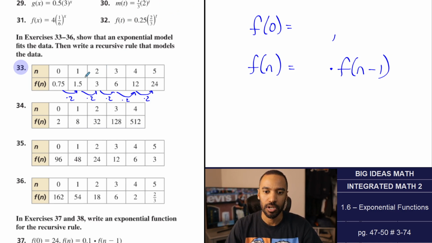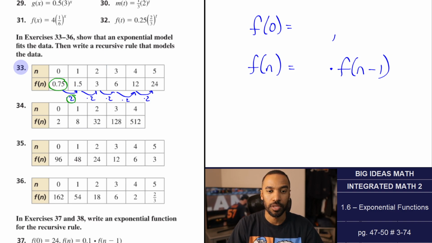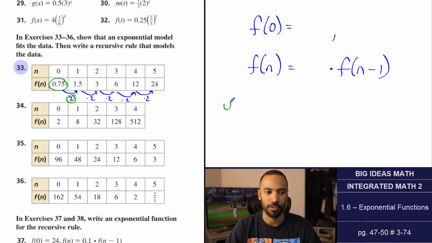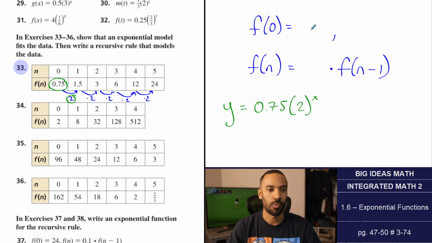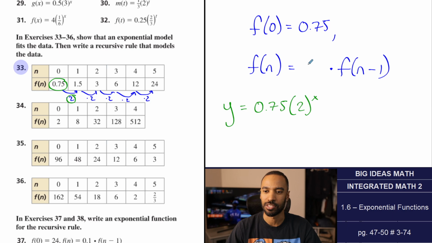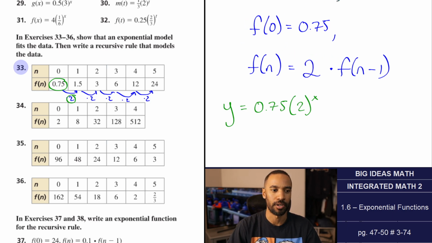Now, the two numbers that are important for me here are this one and this one. Although I don't think they're asking for an exponential model, so I don't think I will do this in the future, but this is y equals 0.75 times 2 to the x power. However, they do want a recursive rule, so I'm going to do that, and that is f of 0 is 0.75, and this is f of n equals 2 times f of n minus 1, and that is for number 33.